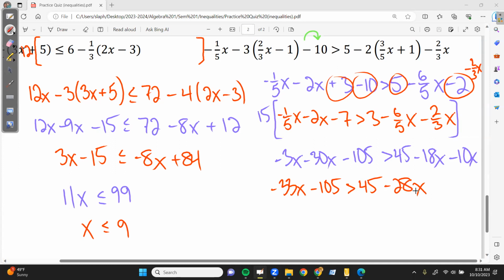And now it's time to do the thing we do, and that is get the stuff together. X's to the left, numbers to the right, divide it out, boom. So when I move all my x's to the left, I have to add 28x, which gives me negative 5x. I then have to add 105 to both sides, which gives me 150. And then I divide by negative 5. 105 plus 45 is 150. When I divide by negative 5, I do have to change the sign. So x is less than negative 30.